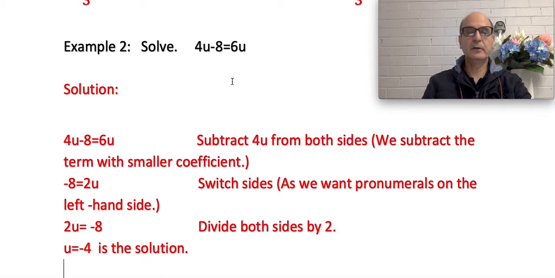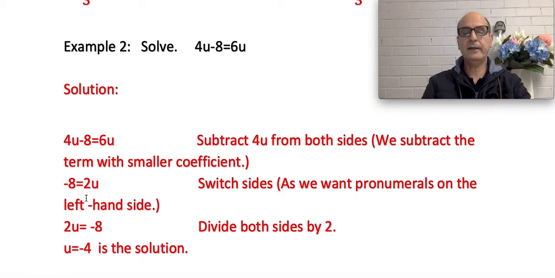Another example, solve 4u minus 8 equal to 6u. Here 4u is the smaller coefficient than 6u. So take away 4u from both sides. If you take away 4u from this side, that 4u will disappear and you end up with minus 8. And if you take away 4u from 6u, you end up with 2u, because 6u minus 4u is 2u.